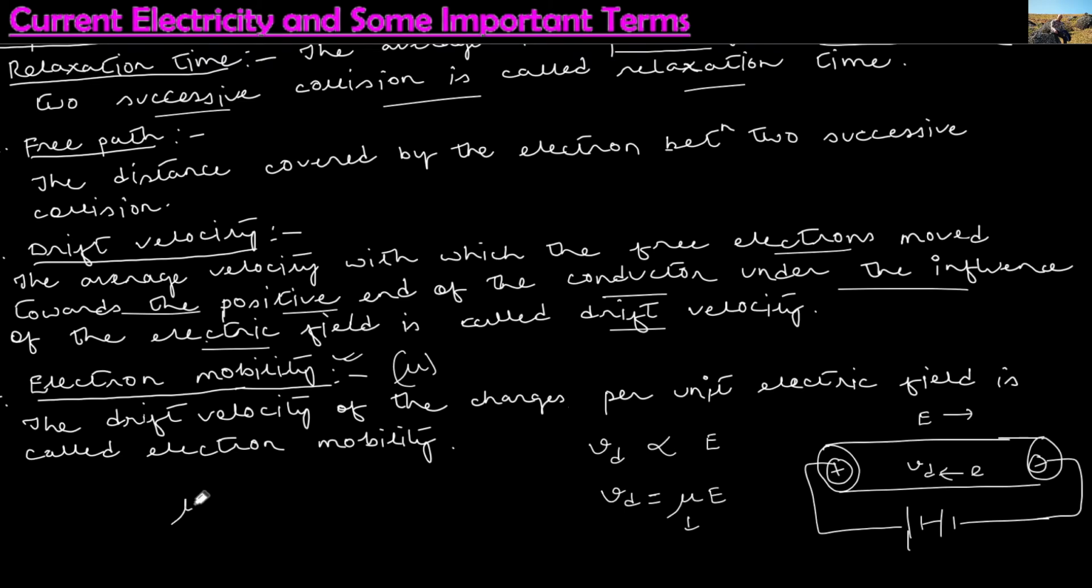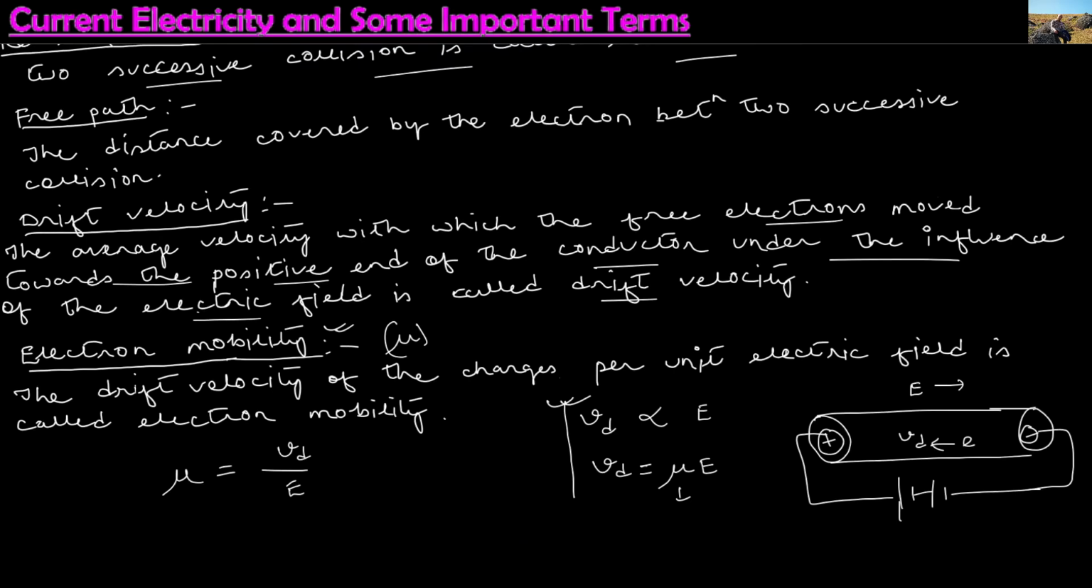Electron mobility, from that derivation, from this simple analogy, electron mobility is defined as what? It is defined as the drift velocity per unit electric field. So drift velocity per unit electric field is defined as the electron mobility. So electron mobility measures how many electrons are moving in a conductor.